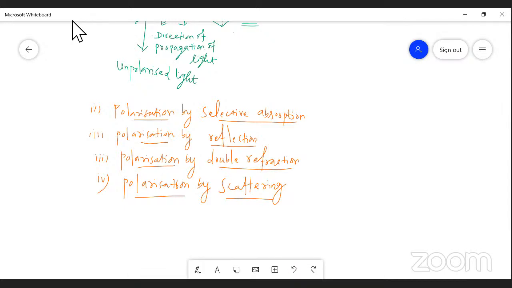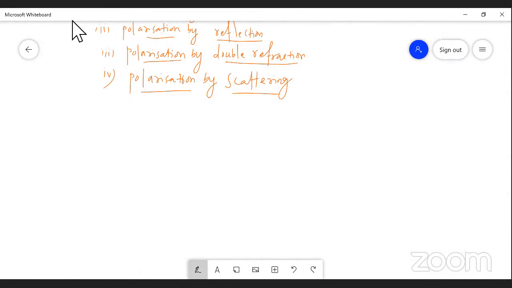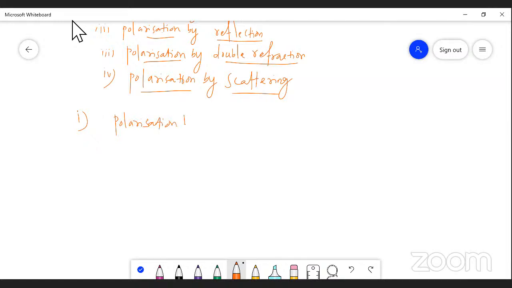Okay, we are going to see the first technique, that is polarization by selective absorption. It is the first technique we use to convert unpolarized light into polarized light. Okay. Selective absorption is the property of a material. See, any material may possess a property of selective absorption.